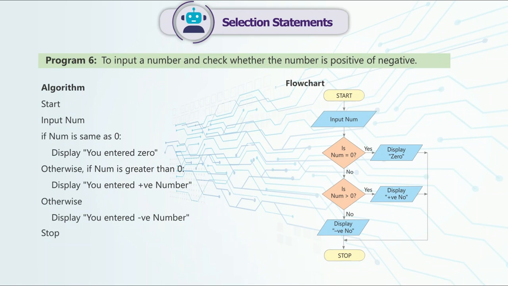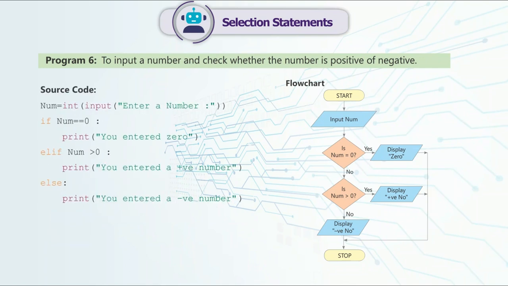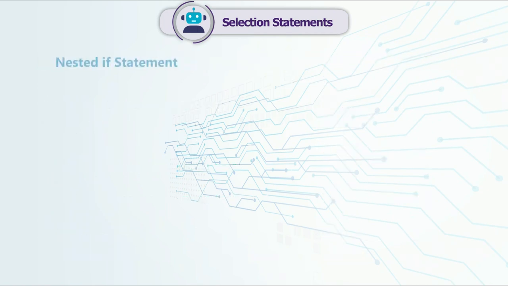Stop. Flowchart. Start. Input number. Is number equal 0? Yes. Display 0. No. Is number greater than 0? Yes. Display positive number. No. Display negative number. Stop. Source code. Output. Enter first number -4. You entered a negative number.